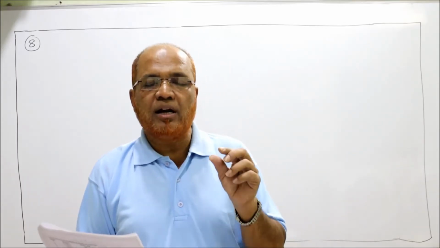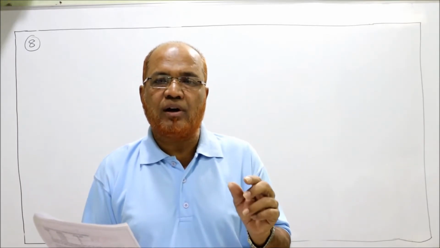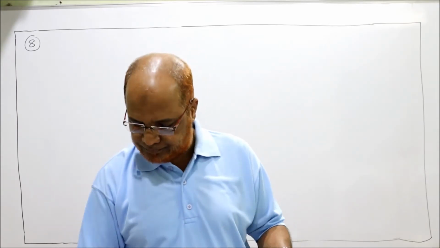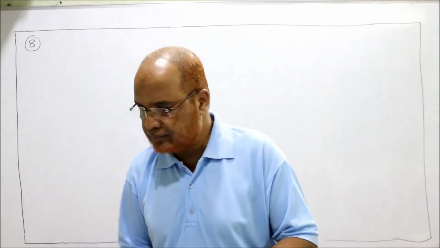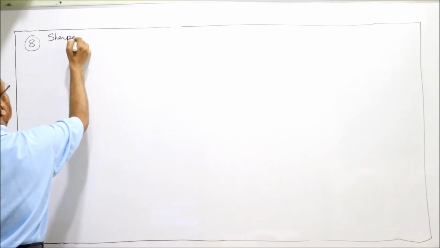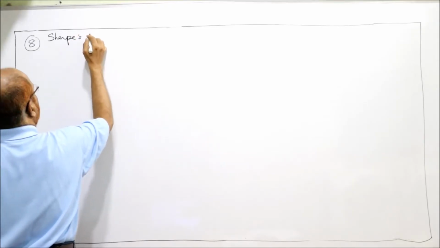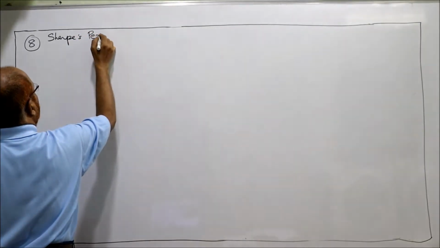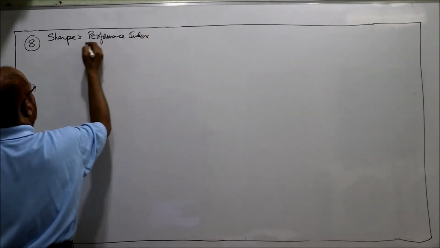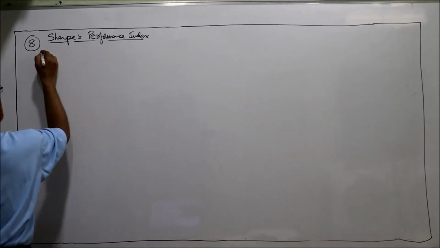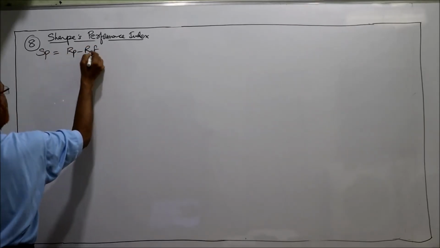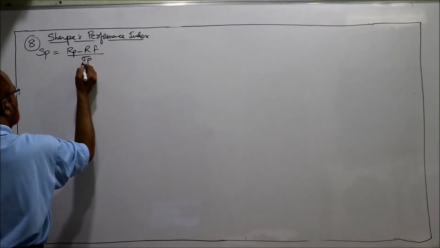The fund whose index is the lowest in both, we will dispose of that fund. So we calculate the Sharpe's measure, Sharpe's performance index. SP is equal to RP minus RF divided by standard deviation of P.